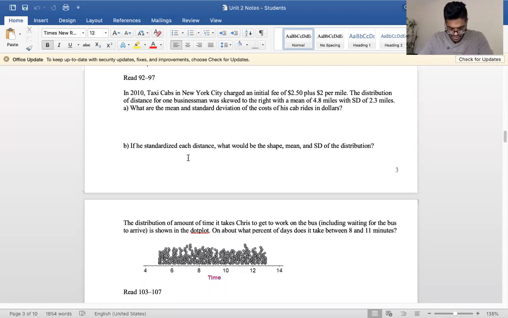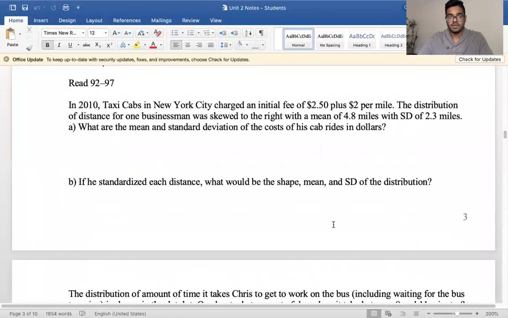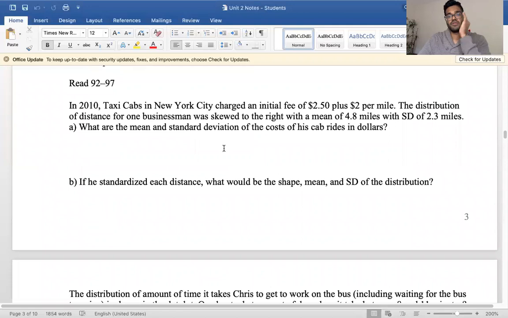So take a look at this first problem here. It says in 2010, taxi cabs in New York City charged an initial fee of $2.50 plus $2 per mile. The distribution of distance for one businessman was skewed right with a mean of 4.8 and a standard deviation of 2.3. What are the mean and standard deviation of costs of cab rides in dollars? So we're looking at this one businessman and trying to figure out the mean and standard deviation of his cab fare.